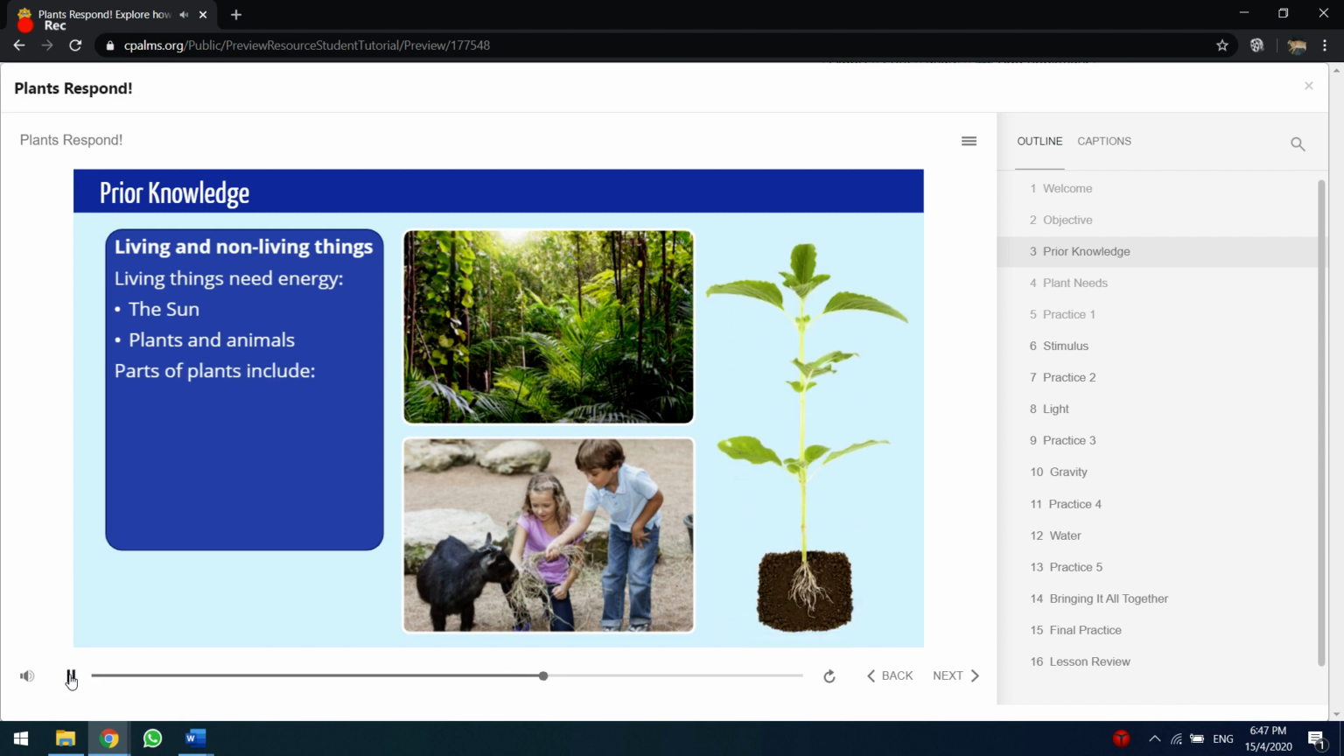Finally, we know that plants are made of leaves which collect sunlight, roots which anchor the plant and absorb water, and the stem which transports water and nutrients around the plant. Let's get started learning how plants respond to their environment.